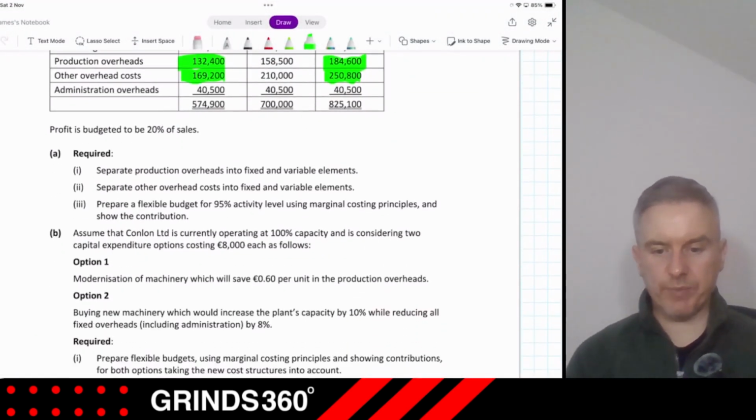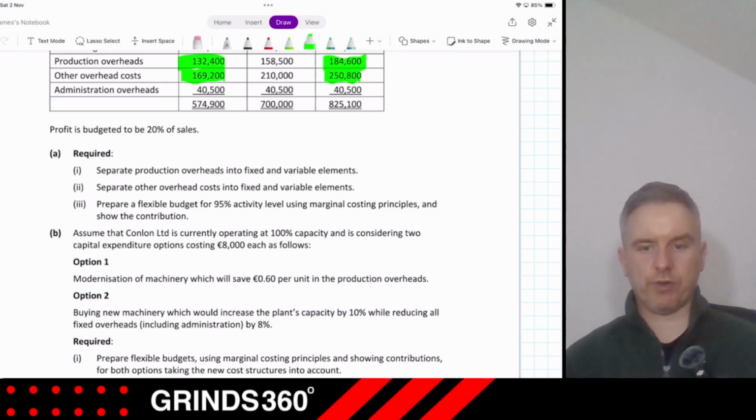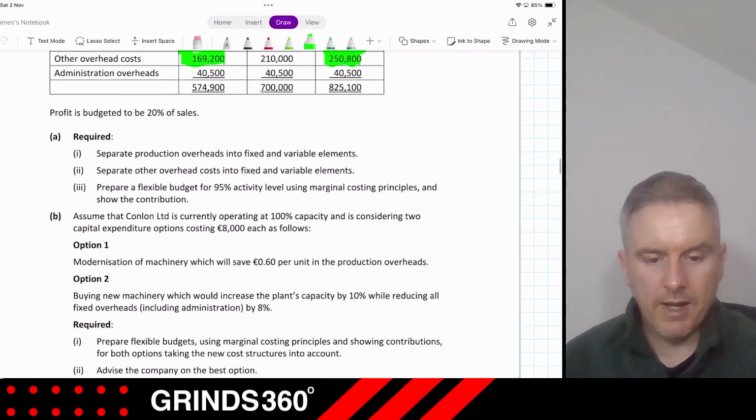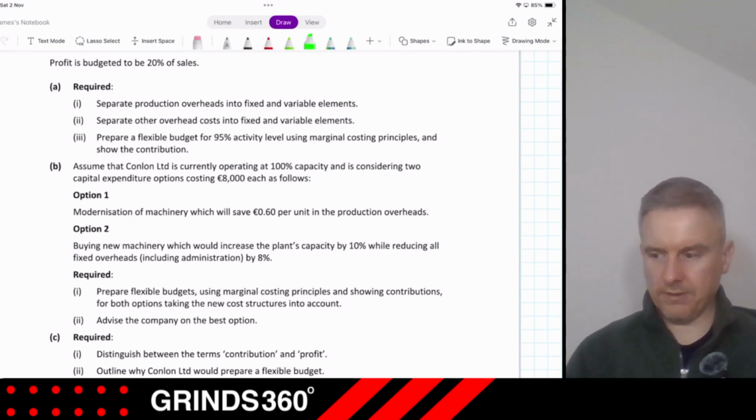So for option 1 then, we're currently operating at 100% capacity and considering 2 capital expenditure options costing 8,000 each as follows. The modernization of machinery will save 60 cents per unit in the production overhead. So we're going to reduce our production overhead by 60 cents per unit. And then option 2, buying new machinery would increase the plant's capacity by 10%. So the units have changed while reducing all fixed overheads, including admin, by 8%. Prepare flexible budgets using marginal costing principles showing contributions for both options, taking the new cost structures into account, and advise the company.